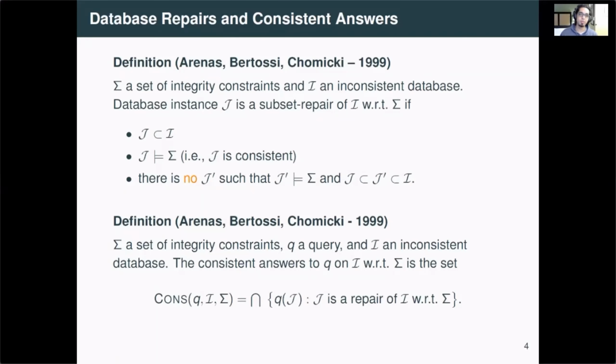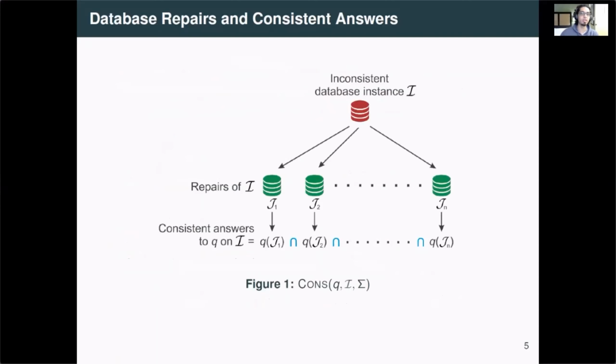This notion of database repairs is used to give the semantic meaning to query answering over inconsistent databases. And this is called consistent answers. The idea is you take the intersection of the answers to the query evaluated over each of the repairs. So pictorially, this could be said like this.